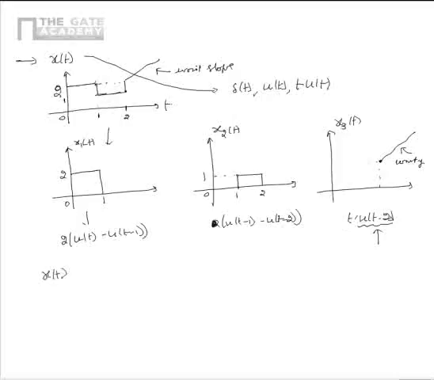Now we can write x of t as a sum of x1 of t plus x2 of t and x3 of t. So on adding the obtained three signals, we get x of t as 2 times u of t minus u of t minus 1 minus u of t minus 2 plus t into u of t minus 2. So we got the given signal x of t in the required form.